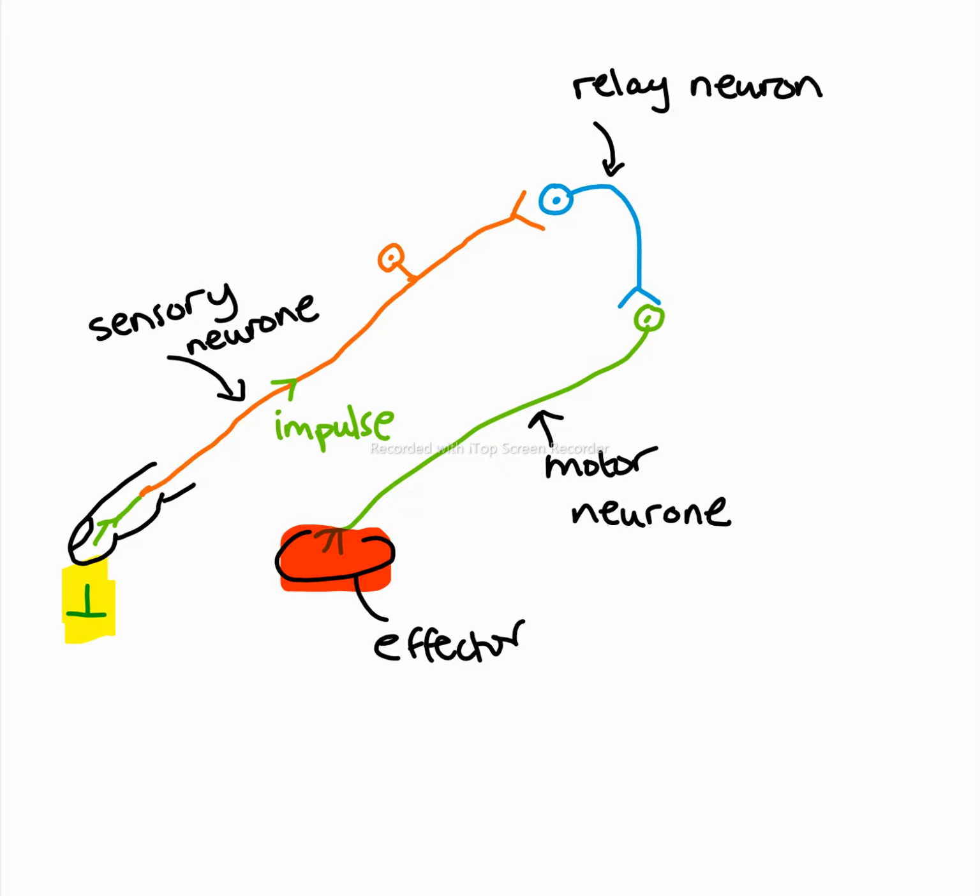You've got your stimulus, you have your sensory receptor cells, they generate an impulse, the impulse travels up here, up the sensory neuron, it gets transferred to the relay neuron, so an impulse comes down here. From the relay neuron, the impulse is sent down the motor neuron to the effector, and the effector in this case is a muscle, and it'll pull your hand away.